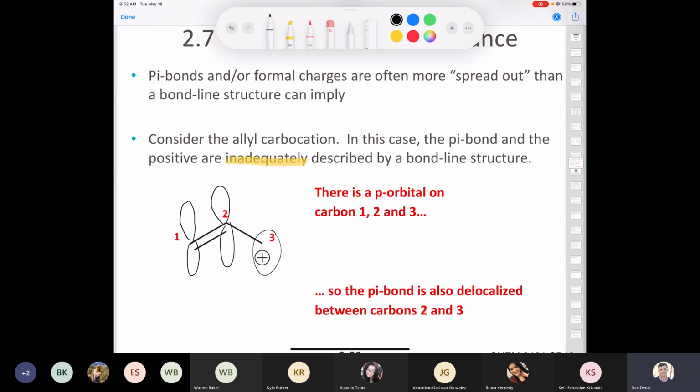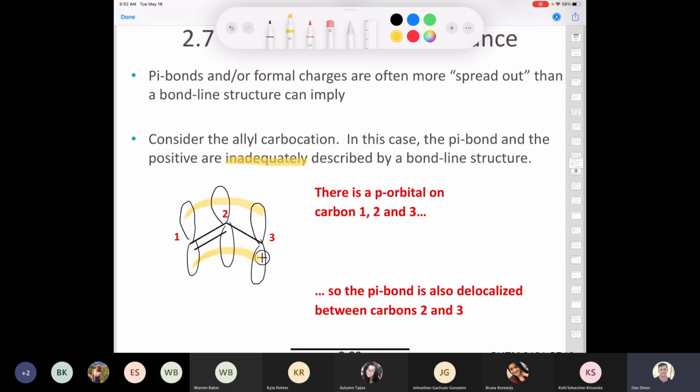Now, carbon 3 is a carbocation. What do we know about carbocations? We just discussed them. Carbocations are sp2 hybridized, and they have an empty p orbital. So what happens is that these three p orbitals, and I don't have the perfect drawing here, I'm going to show you a much better representation on the next slide, all three of these p orbitals overlap.